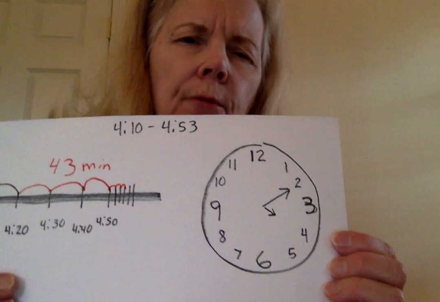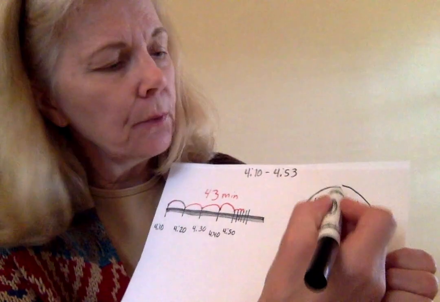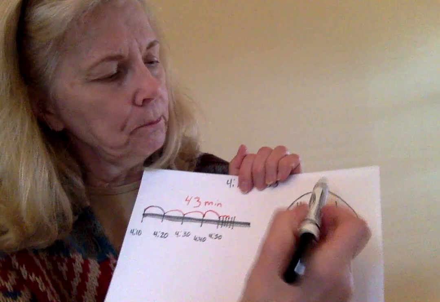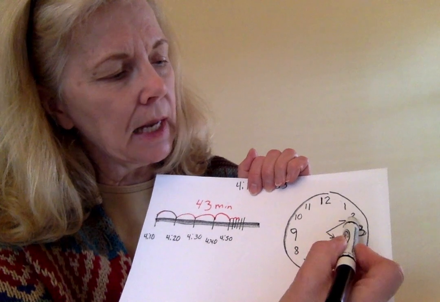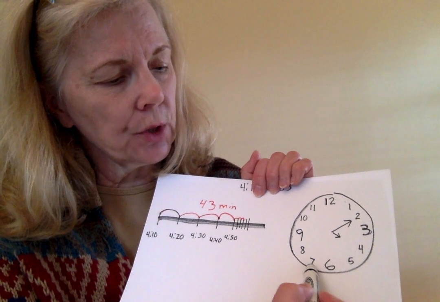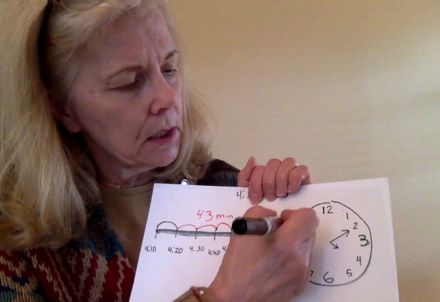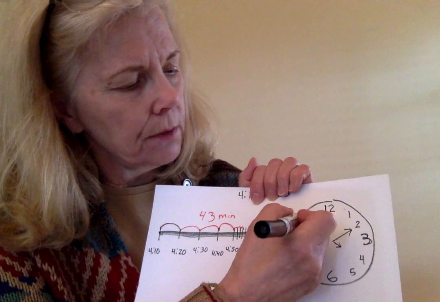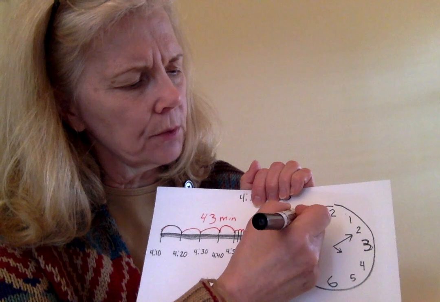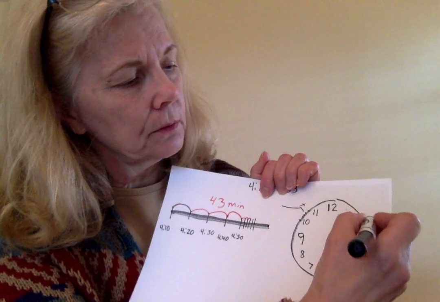Now, where is 4:53? Let's start here, and we know there's 5 minutes in between each. So let's find where 4:53 would be. 5, 10, 15, 20, 25, 30, 35, 40, 45, 50, 51, 52, 53 would be right here. So that's where I want to go from here.